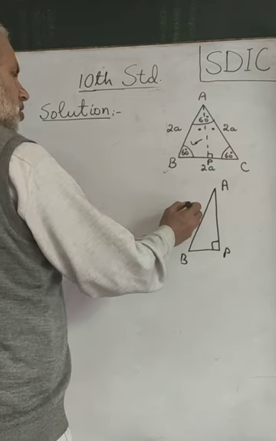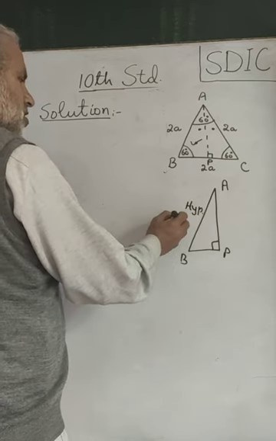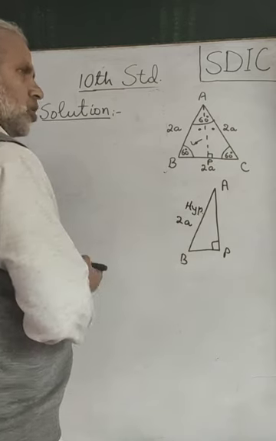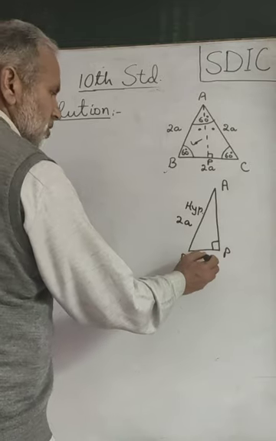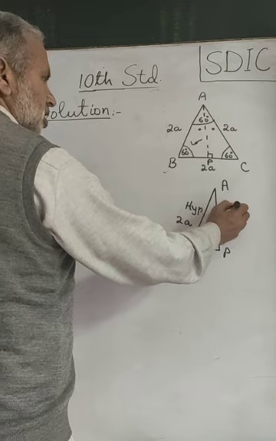We have this side as hypotenuse opposite to 90 degree. Measurement length of this is already we know is 2A. BP we have found is equal to A. AP we have found is under root 3A by 2.